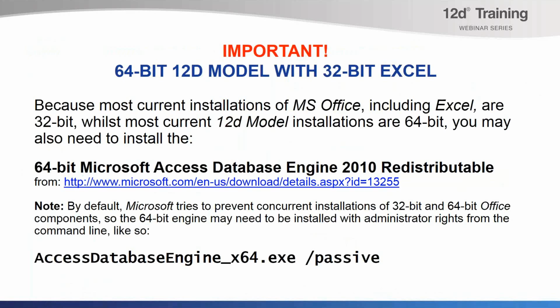There is a bit of a catch here. By default, Microsoft seems to want to prevent concurrent installations of 32-bit and 64-bit Office components. You can't have them both installed side by side by default. So when you install this engine, the 64-bit engine, you generally need to run it with this passive flag from the command line in order to get things to work correctly.